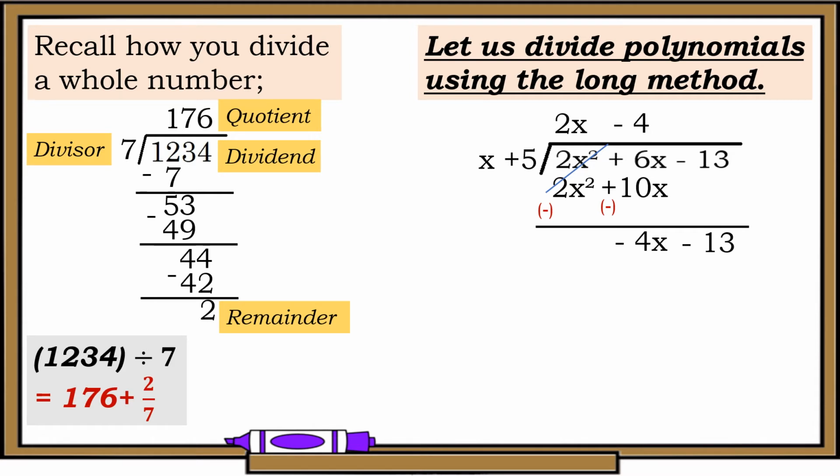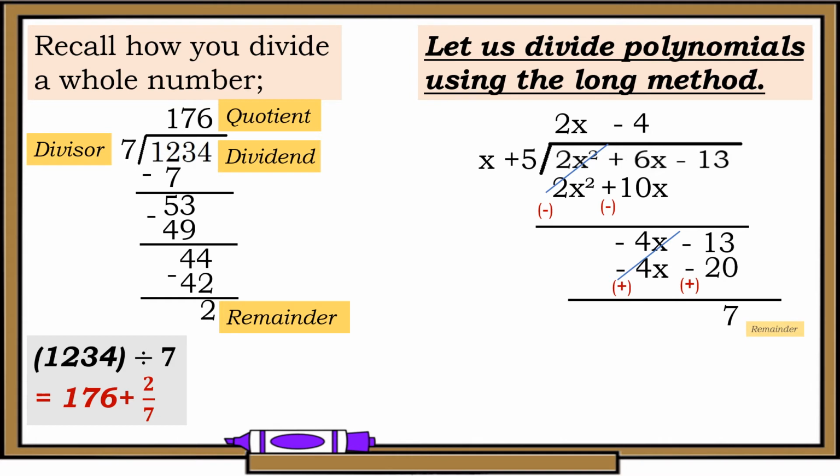Then, you multiply. Negative 4 times x, negative 4x. Negative 4 times positive 5, negative 20. Change the sign of the subtrahend. Negative 4x here became positive 4x. Negative 20 became positive 20. Then you simplify. Negative 4x and positive 4x, 0. Cancel. Negative 13 plus 20 is positive 7.